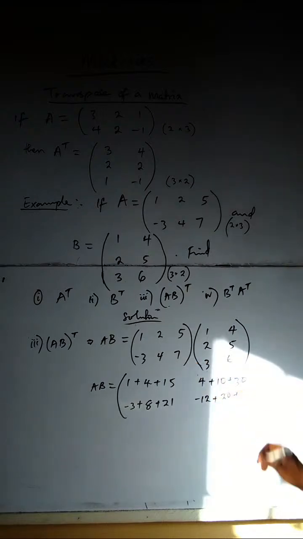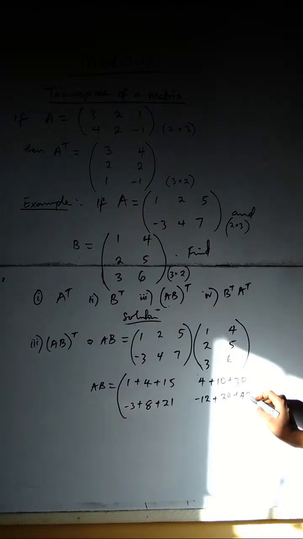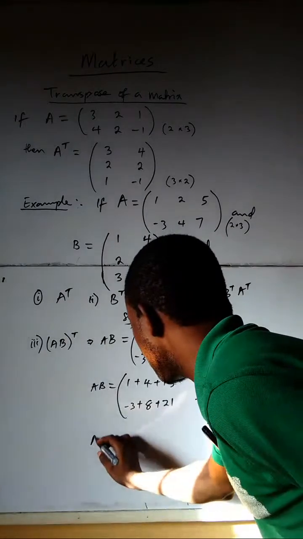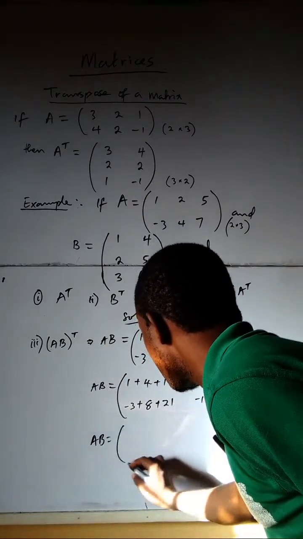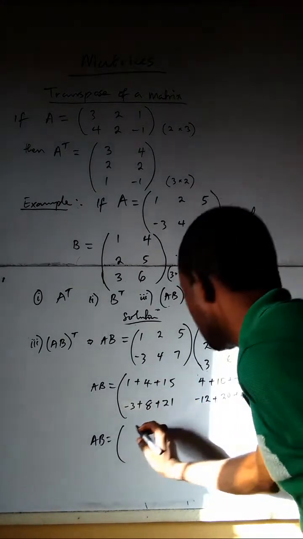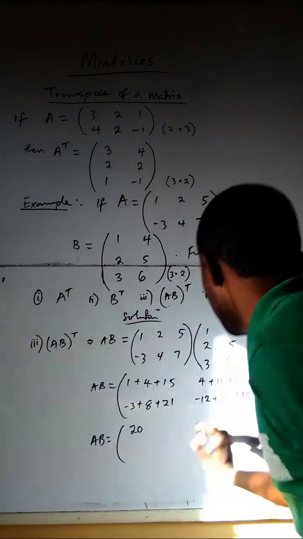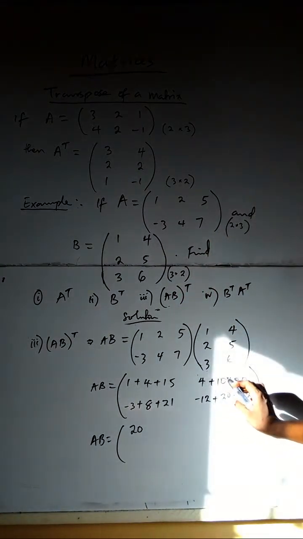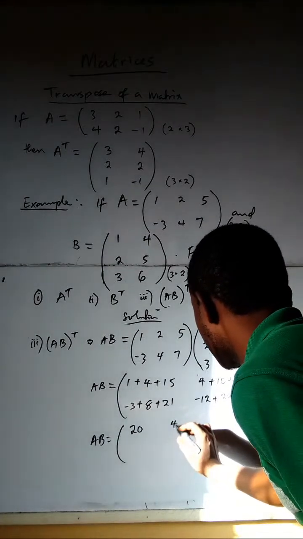Plus 7 times 6, that gives us 42. That is, from here, we sum this together, and we have AB equals to, here we have 1 plus 4 plus 15, that's 20. Then we have here 4 plus 10 plus 30, give us 44 here.